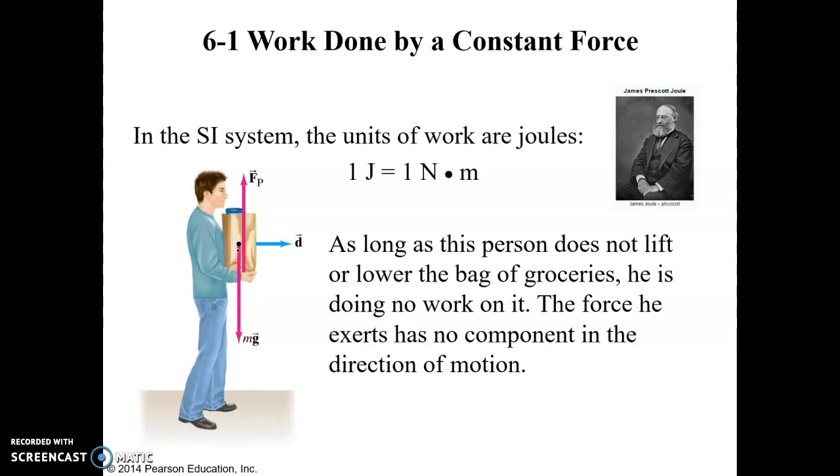Let's take a look at the other forces that he's applying. There's the weight of the bag itself acting down due to gravity, and he's holding it up. And the motion is horizontal. So theta, the angle here, is 90 degrees. If we take cosine of 90 degrees, you'll find that that is 0. So he is doing 0 work on this bag of groceries.